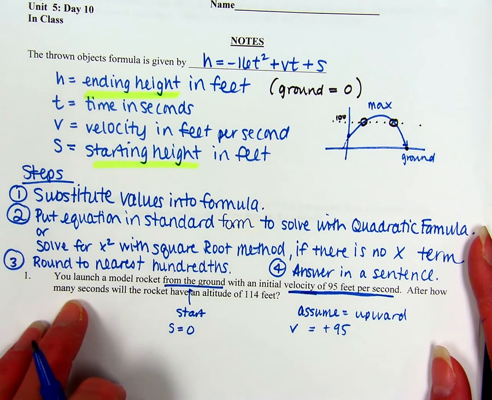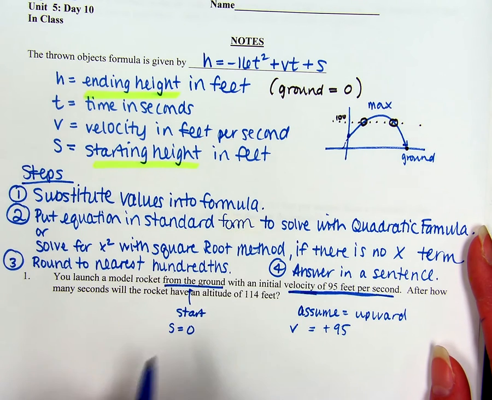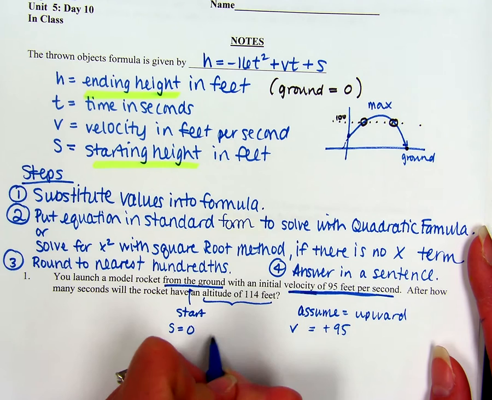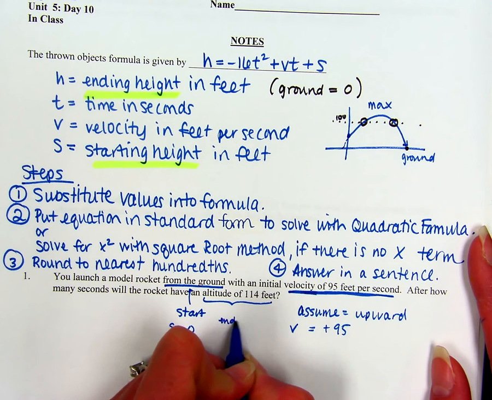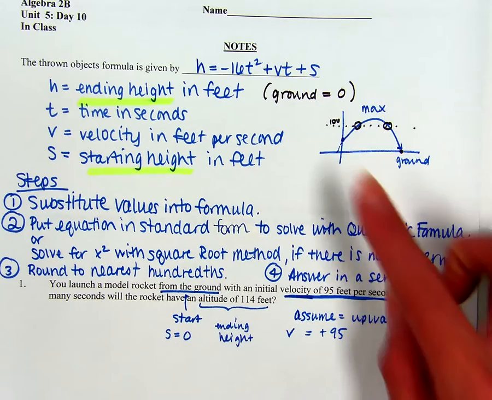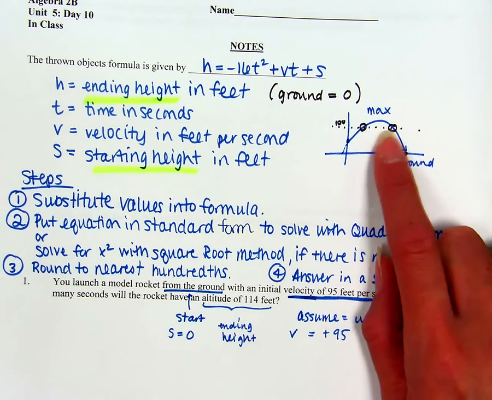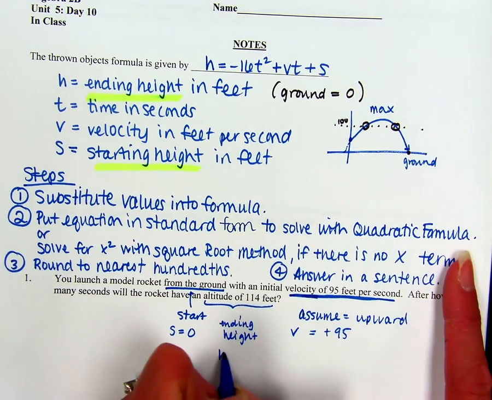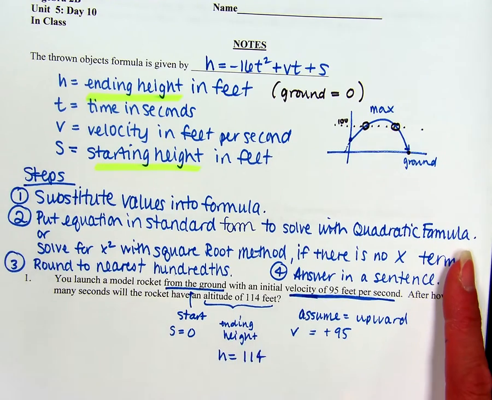It says, after how many seconds will the rocket have an altitude of 114 feet? Well, altitude is our height. This is our ending height. So that would be the scenario like here. We're wanting to get an ending height. So we'll have a couple locations where we'll have that height. So that's our height of 114.